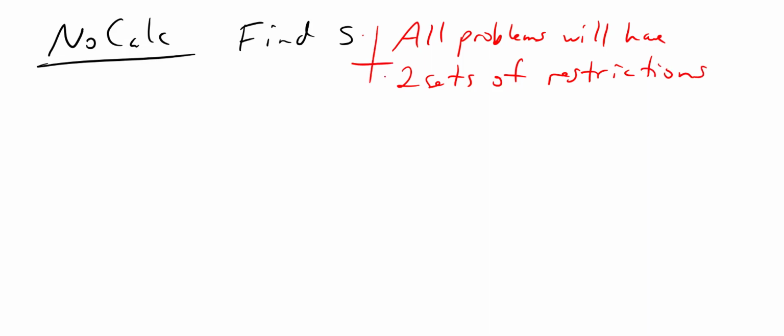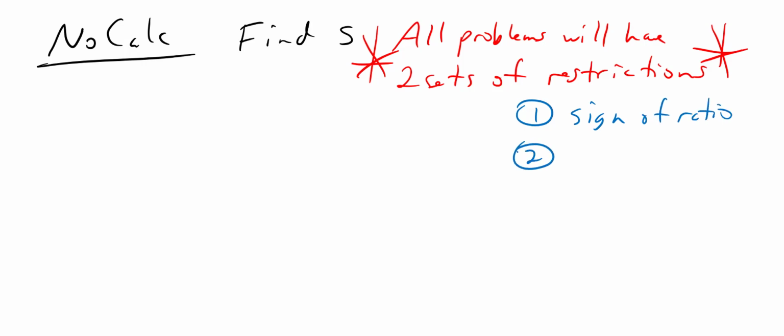Okay, just kind of saying that. That's important. So I'm going to put a couple of stars around this baby. Okay, the first set of restrictions is the SIGN. So you're going to look at the sign, the sign of the ratio. And the second one is I'm going to give you something where, hey, it's between two different values. Okay, so two restrictions that you have to look at.